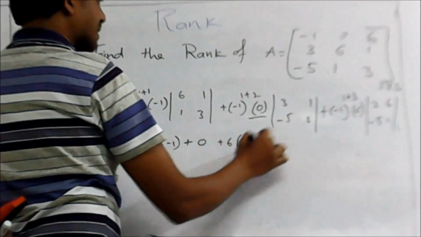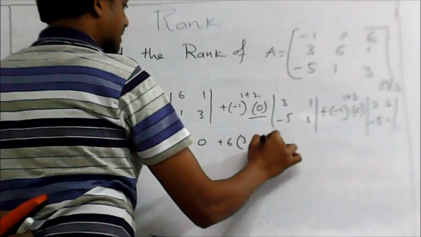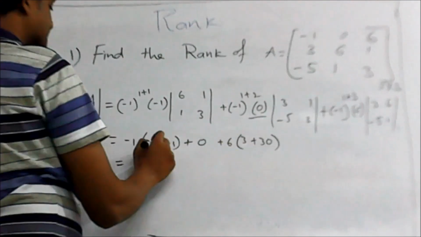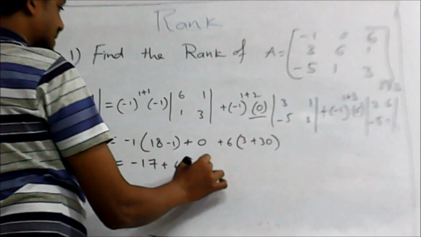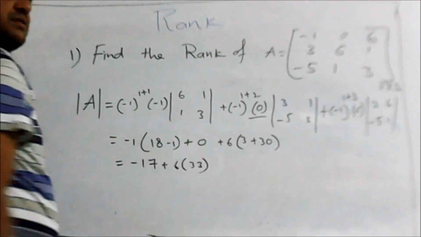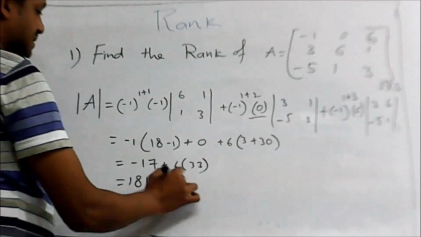AD minus BC, 3 plus 30. So here 17. So minus 17 plus 6 times 33. So total is 181. So this represents non-zero.